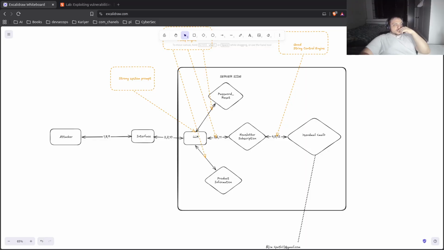So the attacker goes to talk with the LLM itself, asks the LLM what function calls it has, and then reaches the newsletter subscription function call. For this lab, password reset and product information will not be important. We covered the product information exploitation in the previous video. So we see the newsletter subscription itself, and we start to try something.